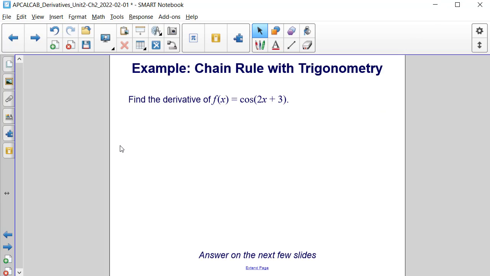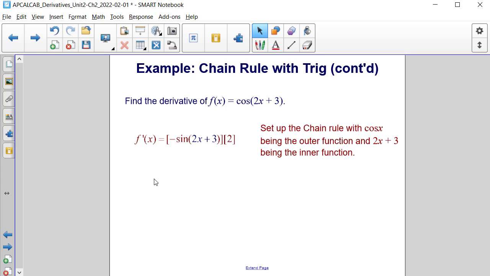Let's try an example. Find the derivative of f of x, which is equal to cosine of 2x plus 3. First, we have to set up the chain rule with cosine of x being our outer function and the 2x plus 3 being the inner function.